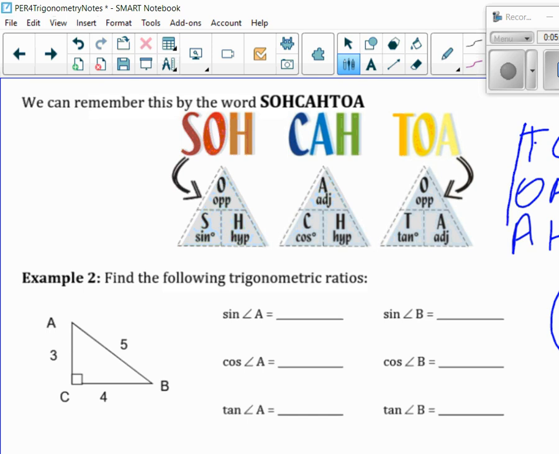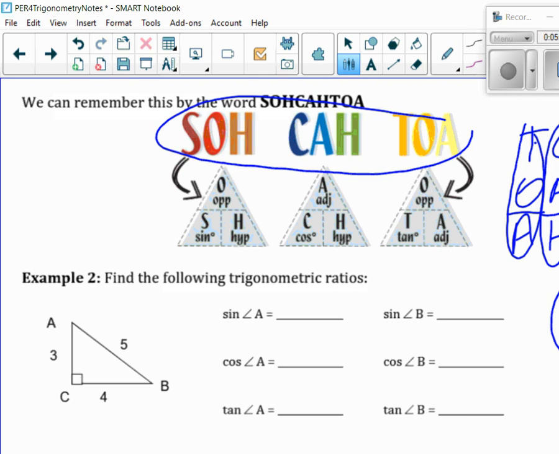So how does this work? Tan is opposite over adjacent. Cosine is adjacent over hypotenuse. Sine is opposite over hypotenuse. I like SOHCAHTOA better because you can say it in your mind and you know automatically: opposite over hypotenuse. It just comes natural. Ka, adjacent over hypotenuse, right?